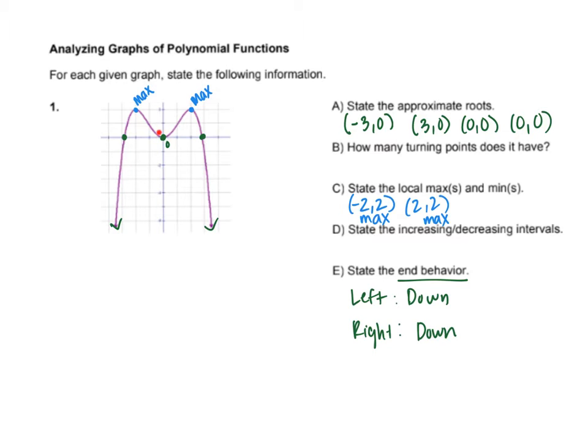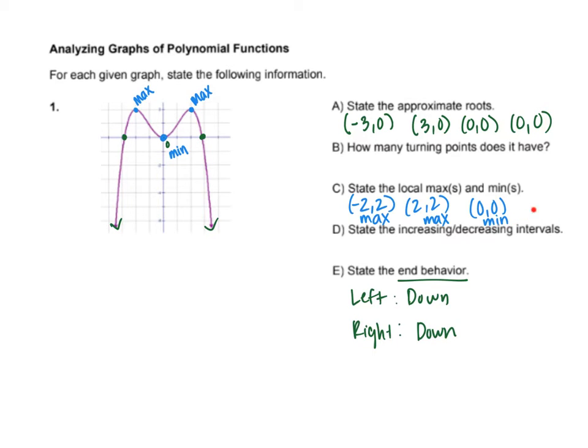And then we have a minimum right here, right? Because that looks like a kind of a dip or trough, we call it. And so then we have a minimum right there at the origin. Now, for this minimum, you don't have to write it twice, even though it reflects off the x-axis. You just have to write it one time, just because you're just telling me what are all the max and min coordinate points. So there's no need to write duplicates.